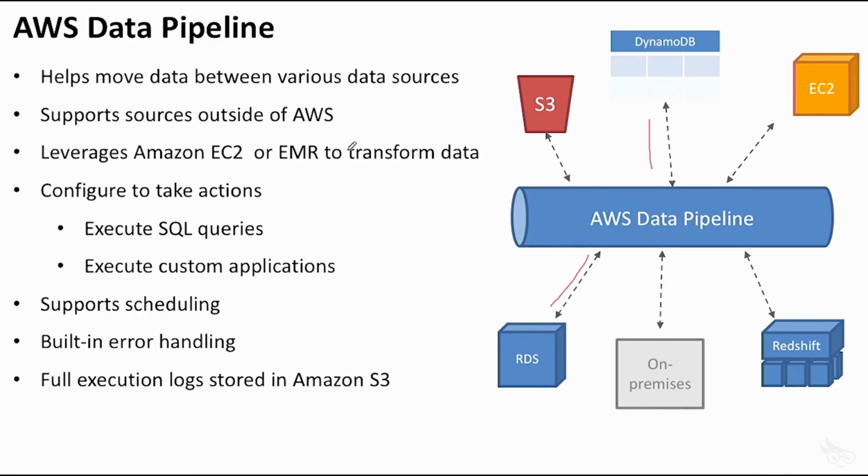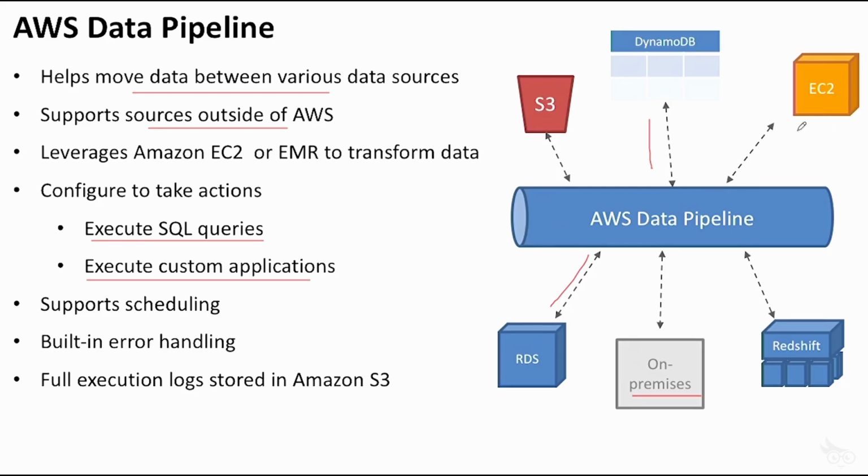So again, it helps us move data between various services, including those outside of Amazon Web Services, such as on-premises. Maybe we have data stored in some type of a local database, perhaps it's Oracle or an on-premises SQL Server, and we want to run queries on that data and then store that data somewhere else within AWS. So we can use Data Pipeline to execute SQL queries and then take the result of that and store it somewhere. We can use Data Pipeline to execute custom applications.